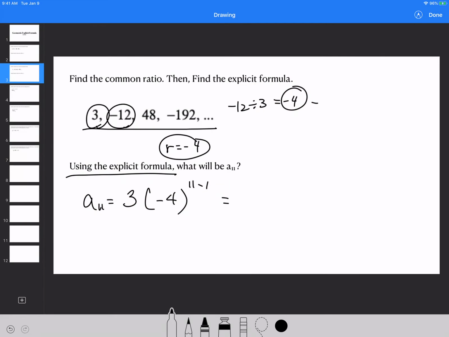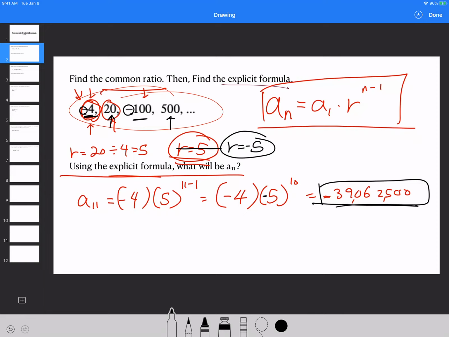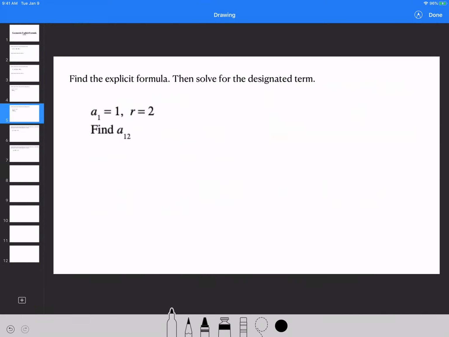This is negative 5 raised to the power of 10, so that would mean it's 3,145,728, but it should be a positive number in this case because the first term starts with a positive, and this will turn out to be positive as well. So it's going to be 3.1 million. Sorry about this one. The common ratio should be negative 5.